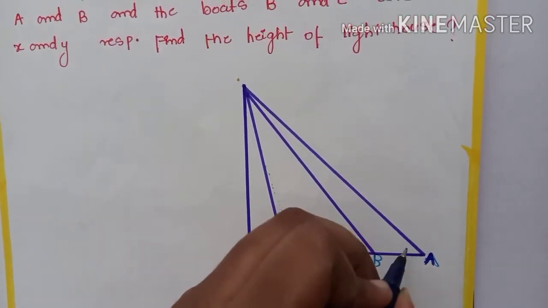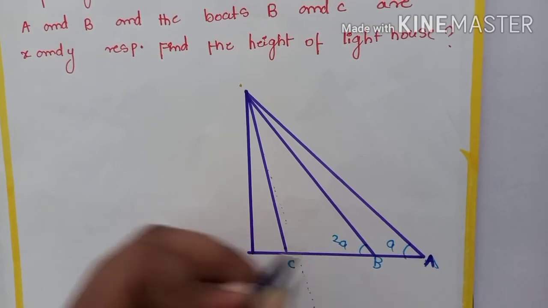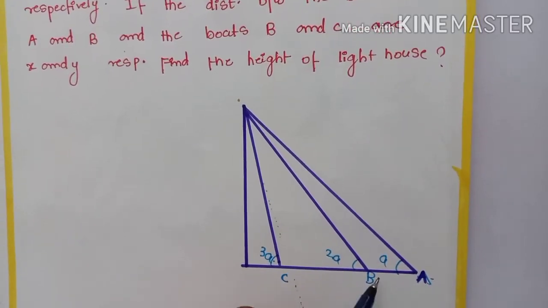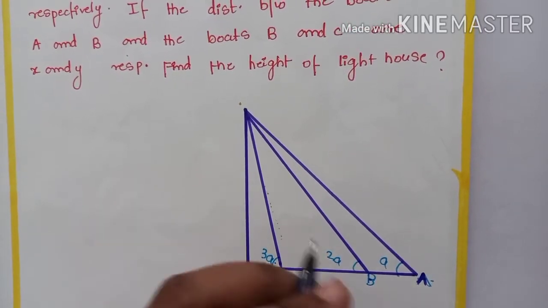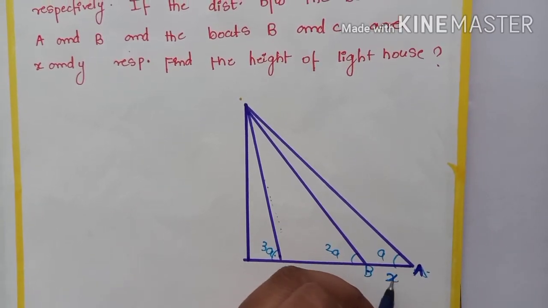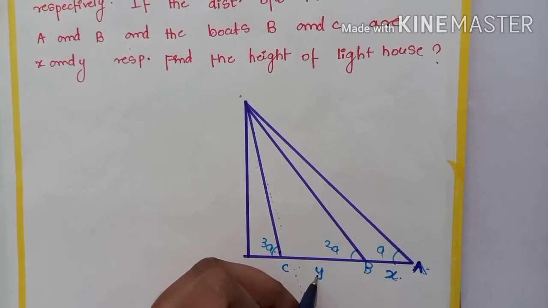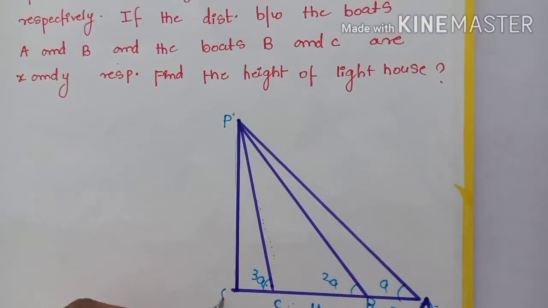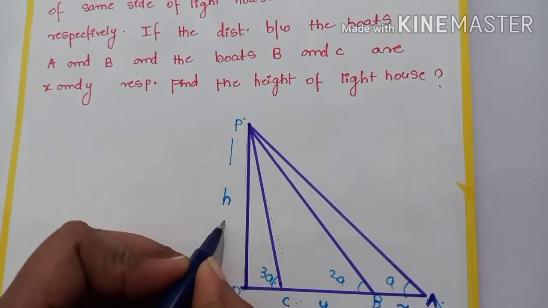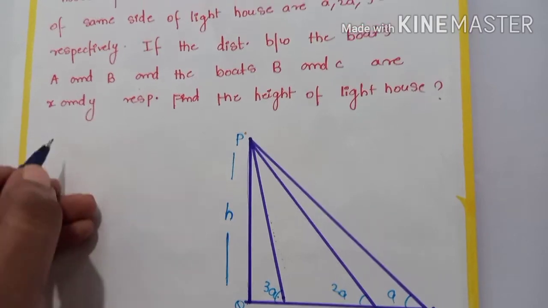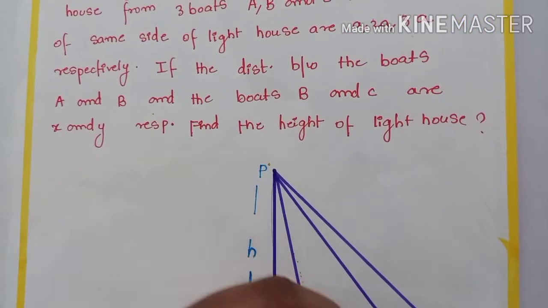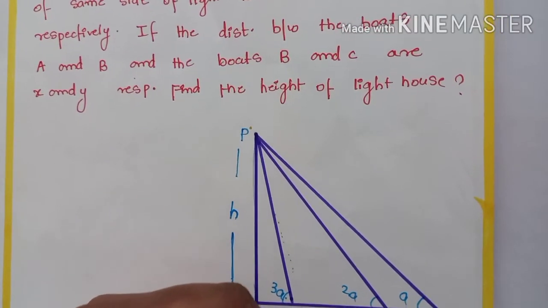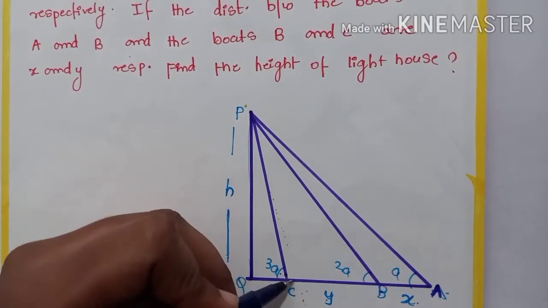Now the angles, they have given the angles as A. This will be 2A and this is 3A. If the distance between the boats AB and the boats BC are x and y respectively. So here AB is x and BC is y. Find the height of the lighthouse. Now let us consider the height as PQ, and the height we always denote as small h. So first understand the question and make an appropriate figure for every question with the given measurements. Here the measurements are not numerical values but variables, but it is still easy to make a figure.